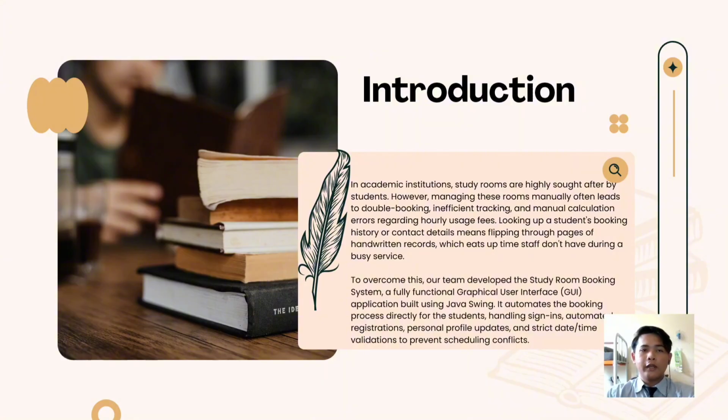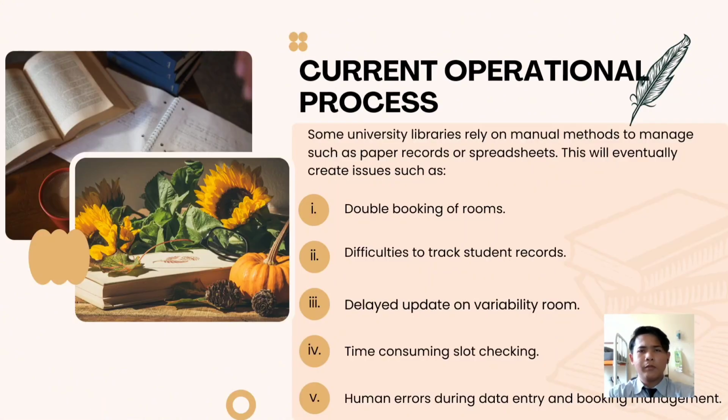Before going any further, let me begin with the introduction. Currently, many academic libraries rely on manual methods like paper records or spreadsheets to manage study rooms. This manual process leads to several critical issues. Looking up students' history means flipping through pages of handwritten records, which wastes valuable time during busy hours.